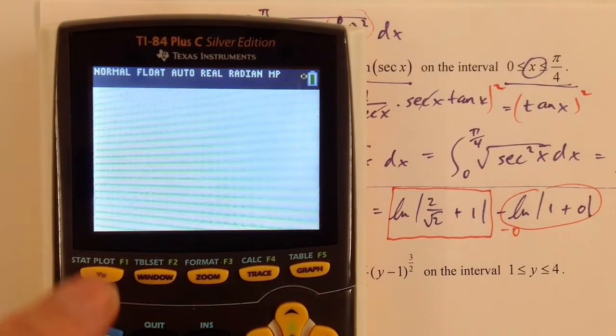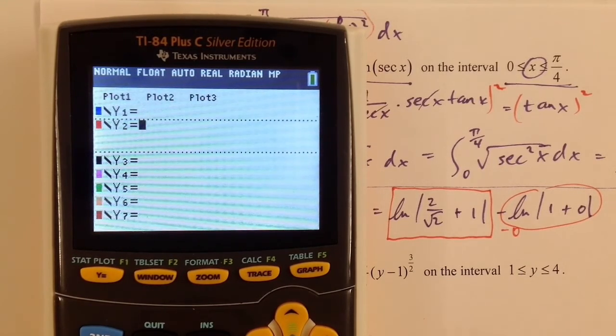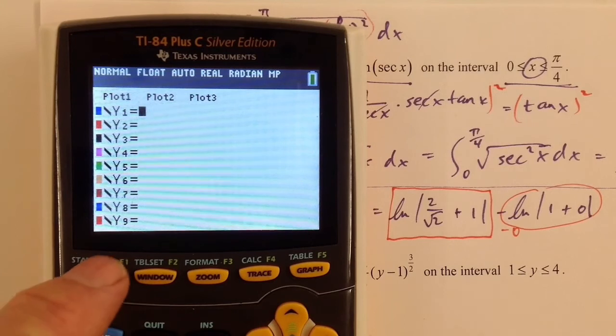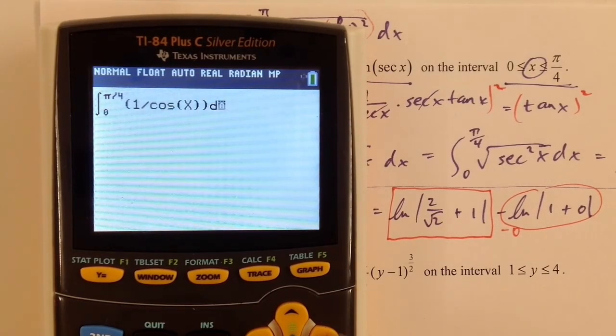Okay, so we're going to type in, we don't need that stuff there. In fact, we don't even need that. We can just type in math 9, and we're going to just go right to 0 to pi over 4, and that would be secant of x. And so secant is 1 over cosine, 1 divided by cosine x, and that's dx, and we get a number that we see there.